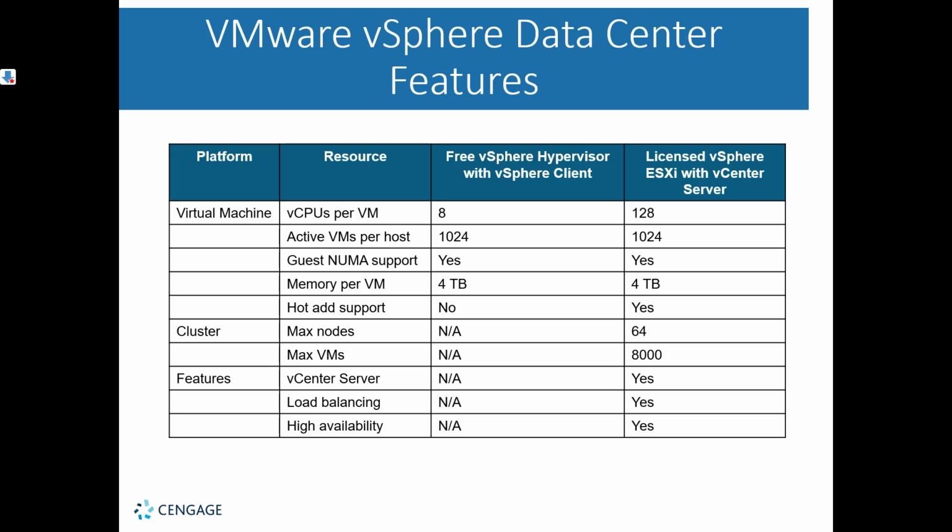Here's a comparison of those features again between the free and licensed versions. Notice the virtual machine itself is limited to 8 vCPUs in each VM. We also see some differences as we go into clustering, because this is not available. Load balancing, high availability, hot add, all of these advanced features are only available if you have the licensed vSphere product.